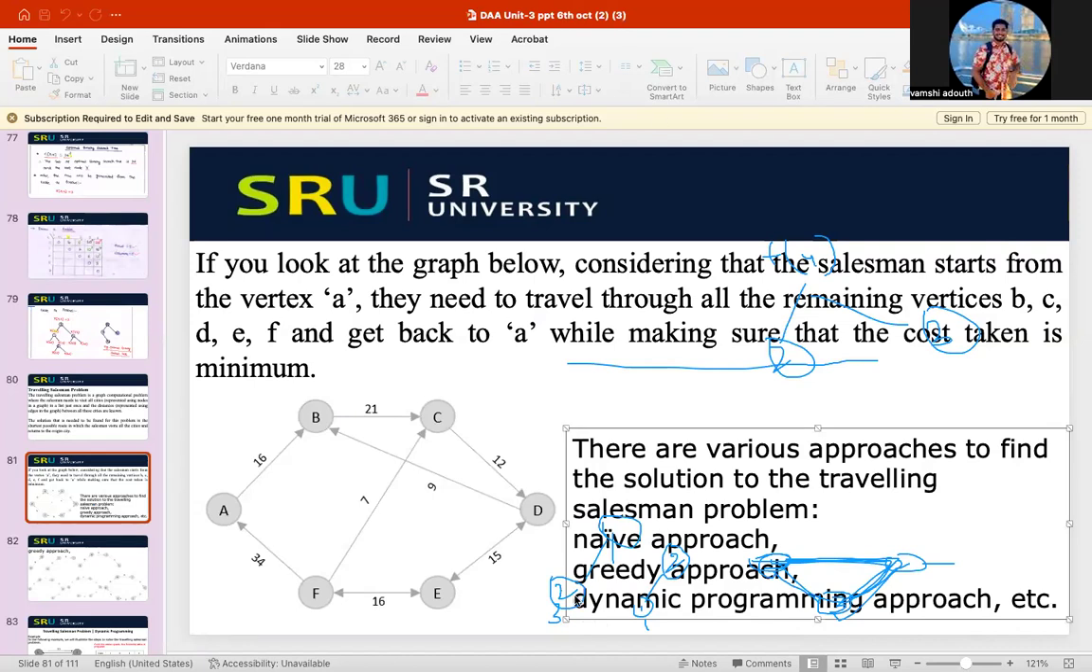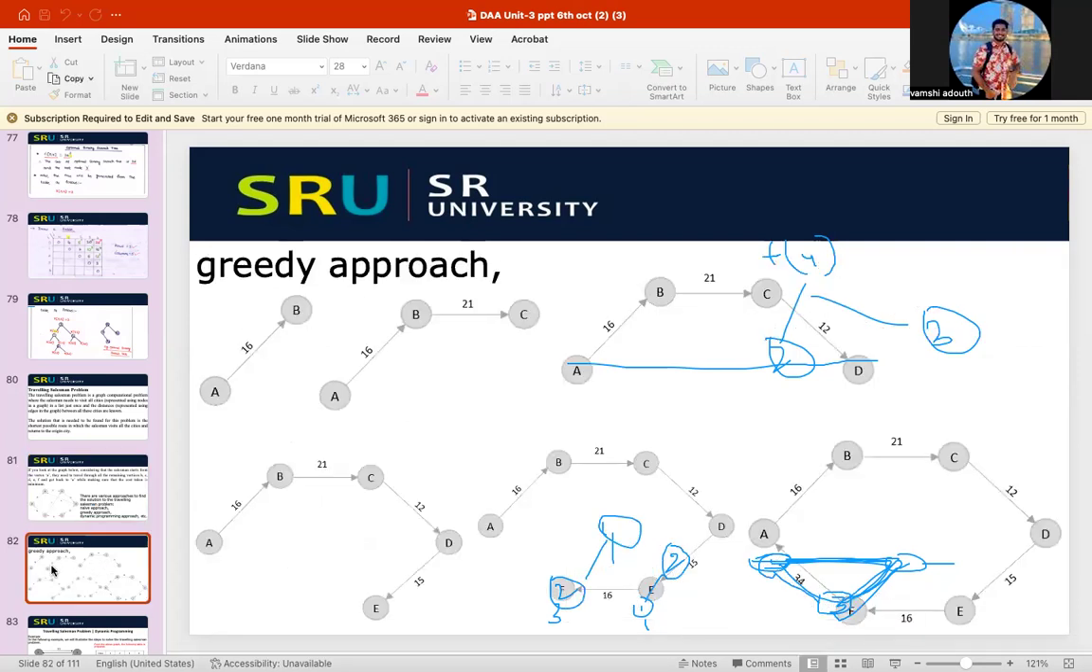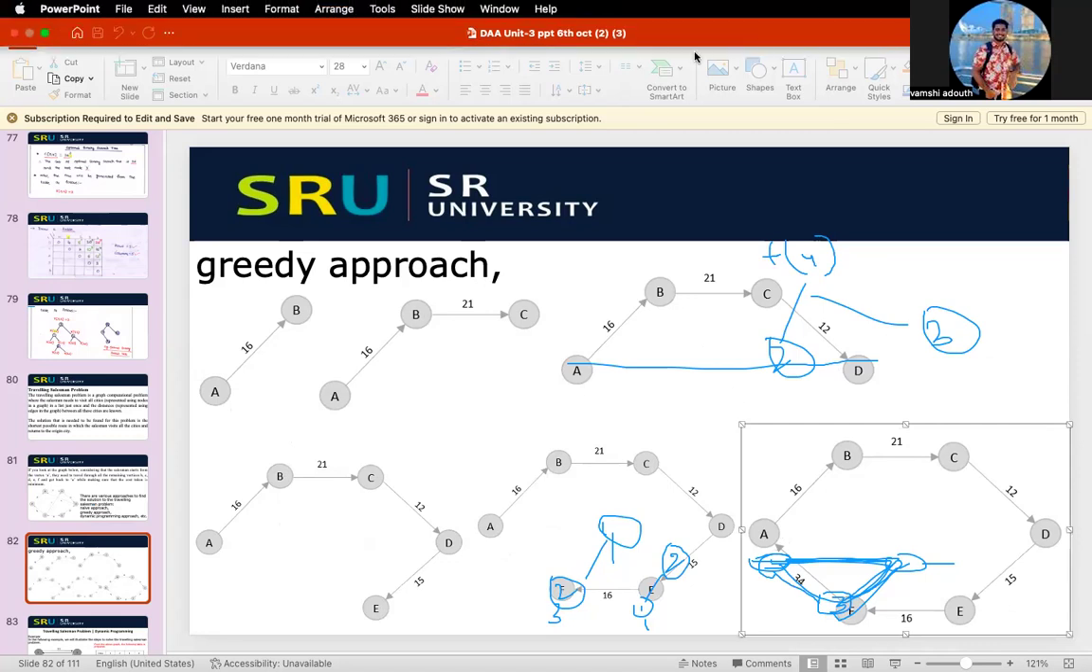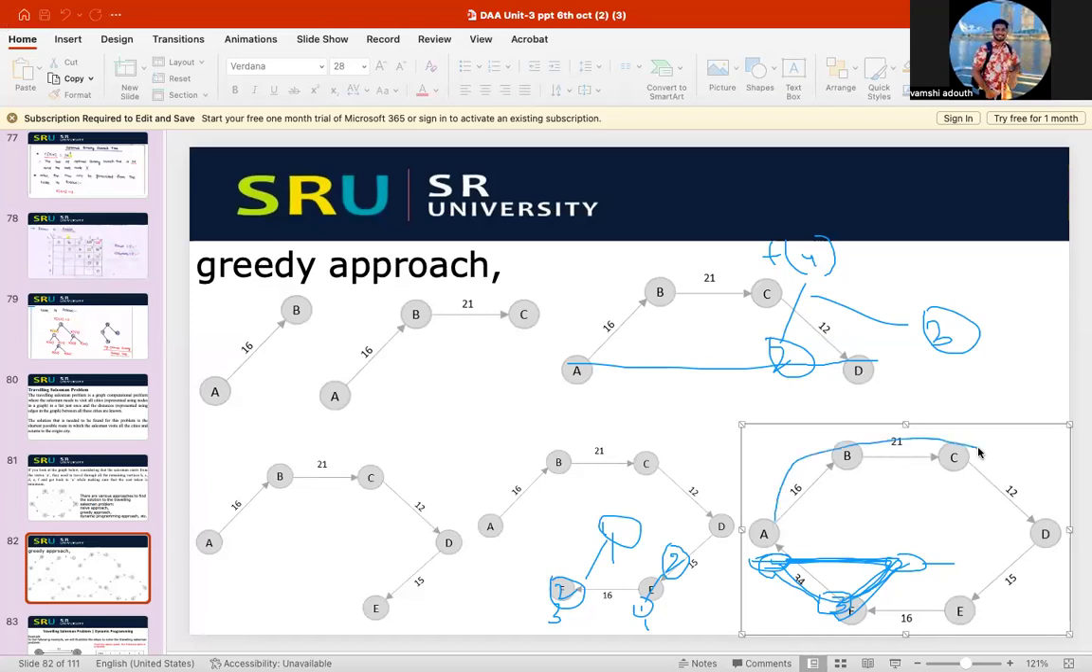We have to solve this by dynamic programming approach. For example, now for this graph, at first we have to travel from A to B, then A to B to C, then A to B, B to C, C to D, then A to B to C, C to D, D to E, A, B, C, D, E, F. So he travels from A, then B, then C, then D, then E, and F. At last, he reaches the origin state with cost of 34.